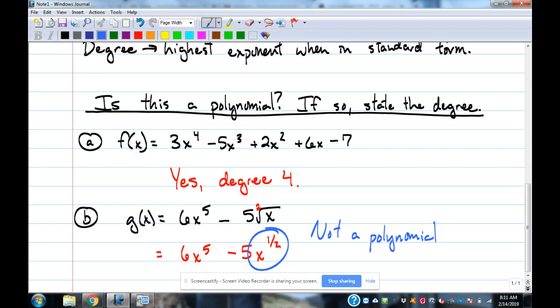It means x to the 1/2 power. That's what that means. And a cubed root means x to the 1/3 power. Whatever the index is on the root is the denominator of your fraction exponent. That's how that works.